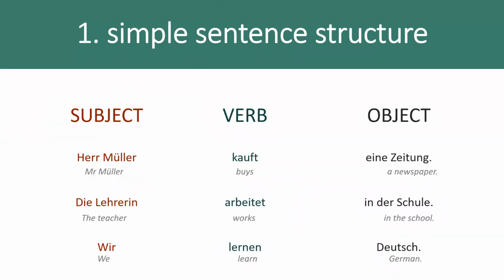Now let me give you a couple of other sentences. Ich habe ein paar weitere Sätze vorbereitet. Und hier haben wir zum Beispiel, Herr Müller kauft eine Zeitung. Die Lehrerin arbeitet in der Schule. Wir lernen Deutsch. As you can see, very simple sentences, subject in first place, verb in second place, and the object at the end of the sentence. So we have kauft, arbeitet, lernen in second place.